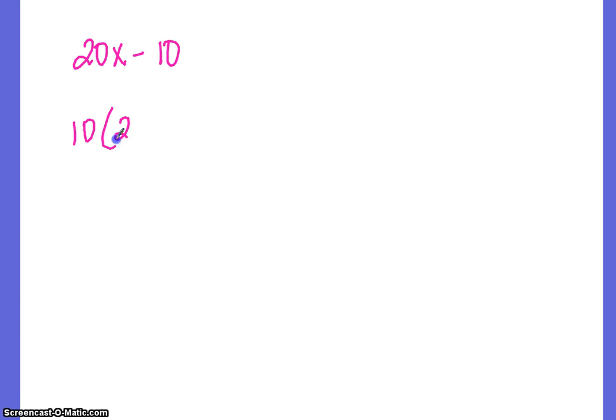20 divided by 10 is 2. The x stays because I didn't pull any letters out. Minus because they had a minus, and 10 divided by 10 is 1. Remember that anytime something cancels like this, you have to put a 1 there as a placeholder.